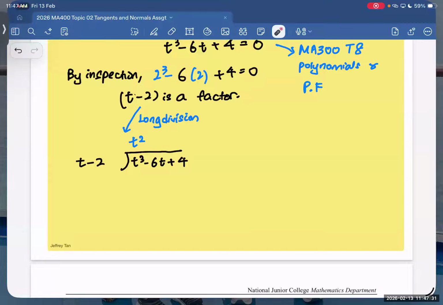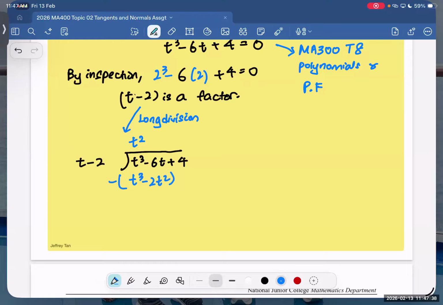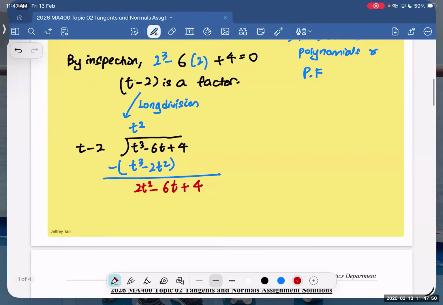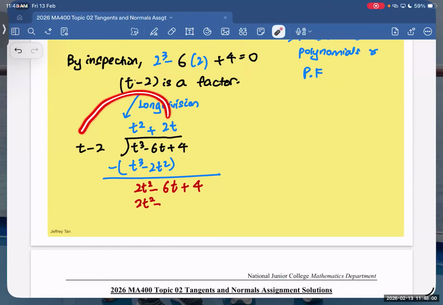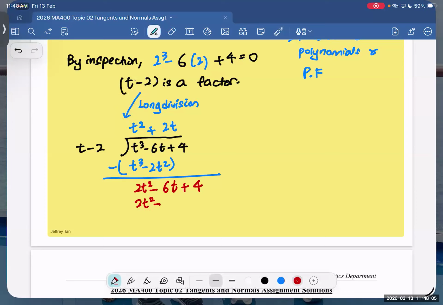Yeah, so t and t squared, so I have t cubed minus 2t squared. Then minus, then what do I get? 2t squared minus 6t plus 4. What shall be my next term? Very good, 2t. So you can see here to here will give me 2t squared. Here to here will give me minus 4t.